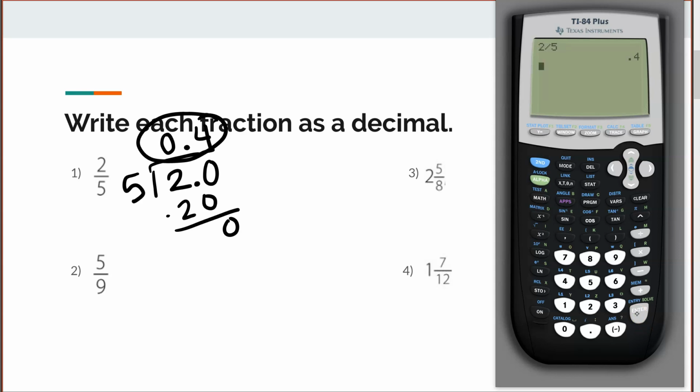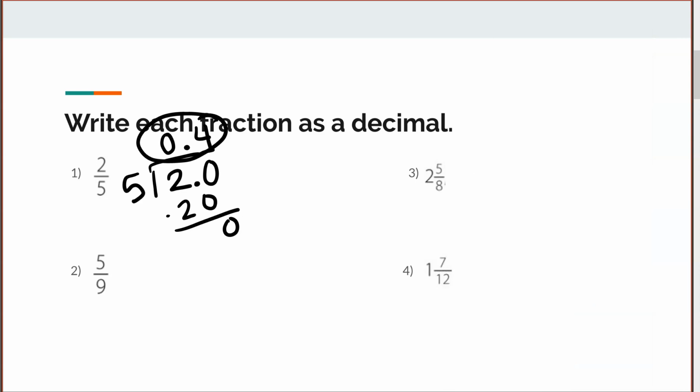All right, go ahead and do number 2. If you want, pause the video and try it by yourself. All right, let's do it by hand first. So 5 divided by 9, top in, bottom out. Does 9 go into 5? No, it does not. So decimal up here and a 0. Does 9 go into 50? Yes, it does. 9 goes into 50 5 times.